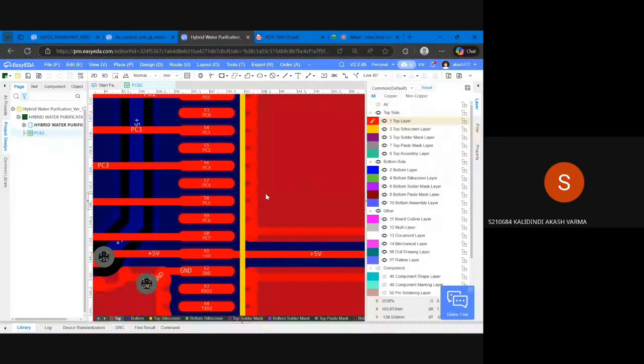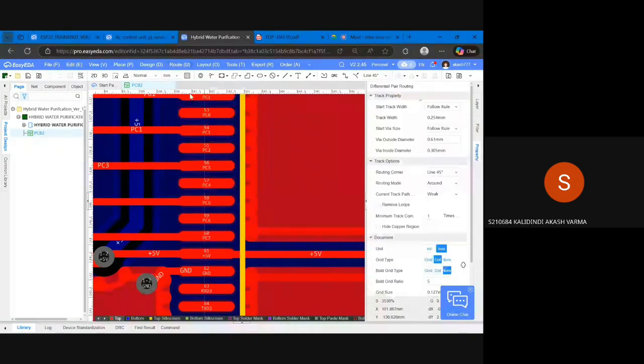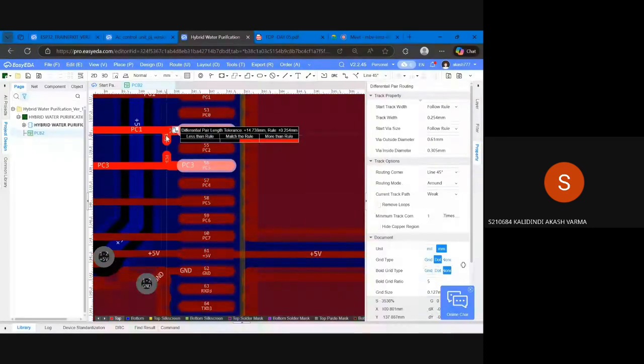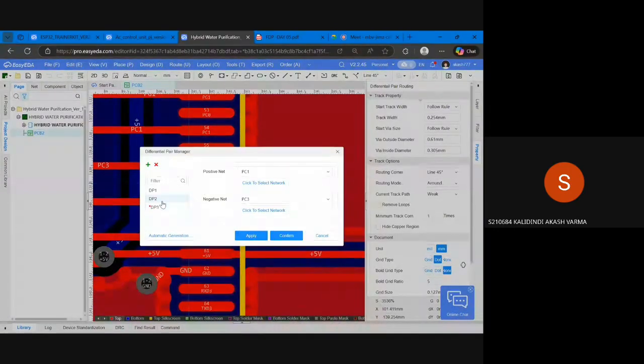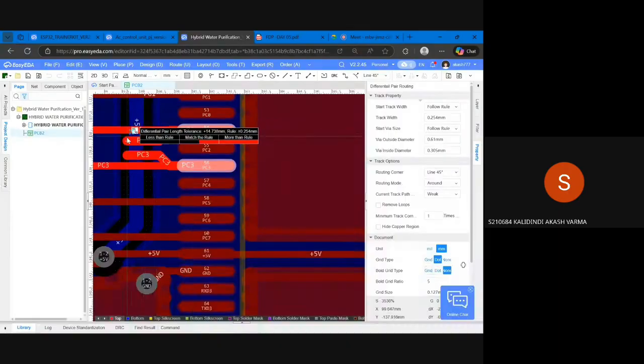For differential pair, I already said, for Ethernet and USB, we should maintain this. First we should select two differential lines, either A plus or A minus. We should select two lines, the differential pair selection. So once the differential pair DP1, DP2, these are the differential pair. Positive net PC1 and negative net PC3. We are going to apply the differential pair for this particular thing. So these are PC1 and PC3.